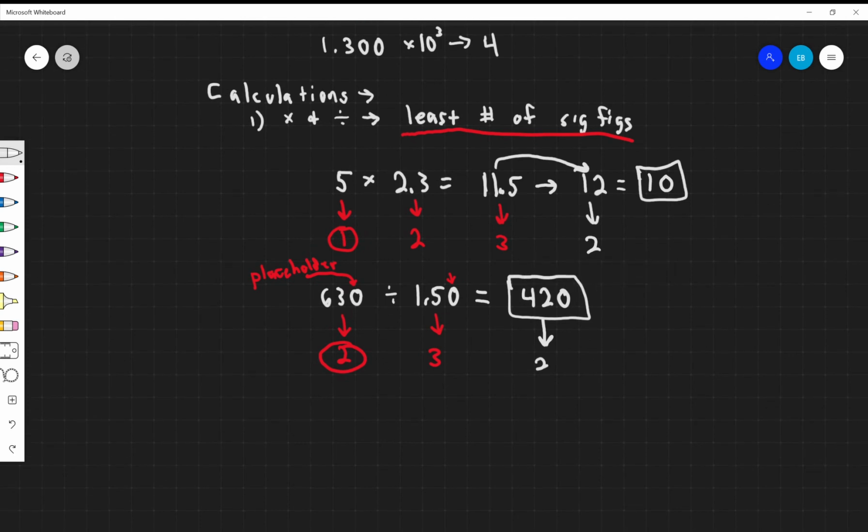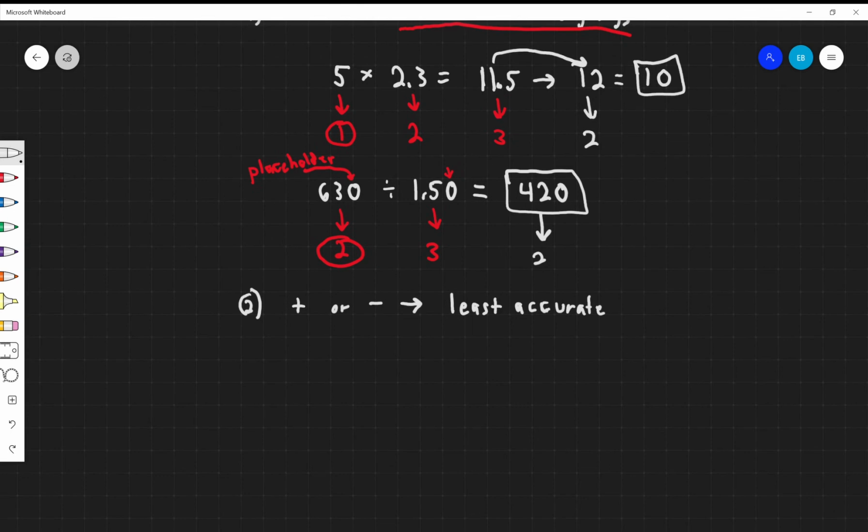Slightly different rules apply when we're adding and subtracting. When we're doing addition or subtraction, we want the least accurate decimal place. Okay, so what does that mean? Let's do an example. If I have 3.65 minus 1.2, I'm going to do this subtraction and I'm going to get 3.45.